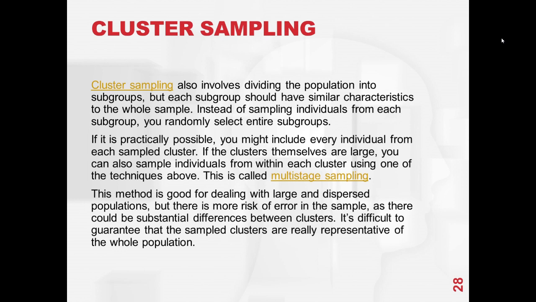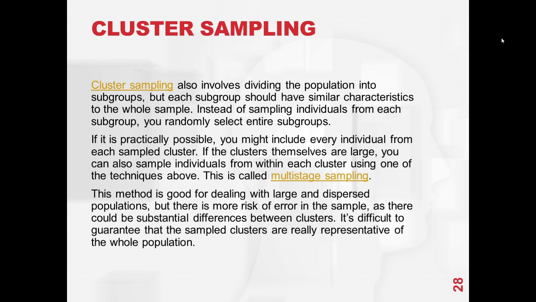Cluster sampling also involves dividing the population into subgroups, but each subgroup should have similar characteristics to the whole sample. Instead of sampling individuals from each subgroup, you randomly select entire subgroups. If it is practically possible, you might include every individual from each sampled cluster. If the clusters themselves are large, you can also sample individuals from within each cluster using one of the techniques above. This is called multi-stage sampling.